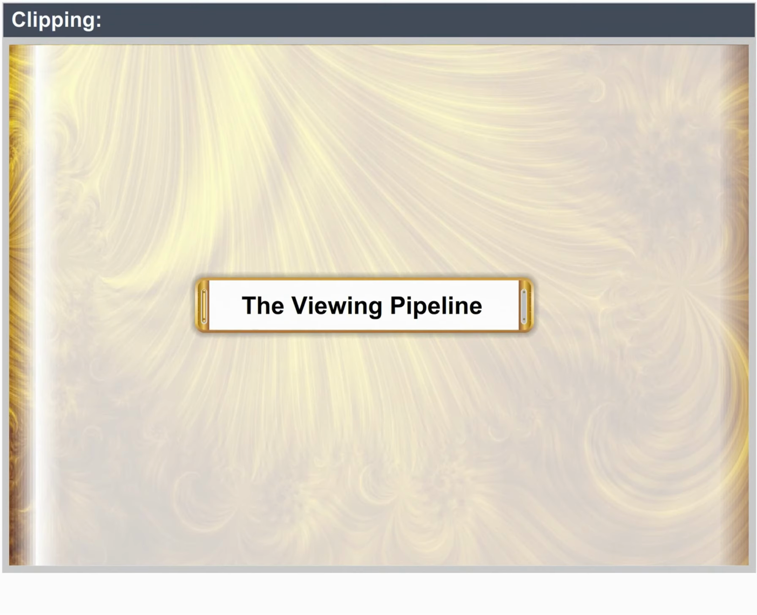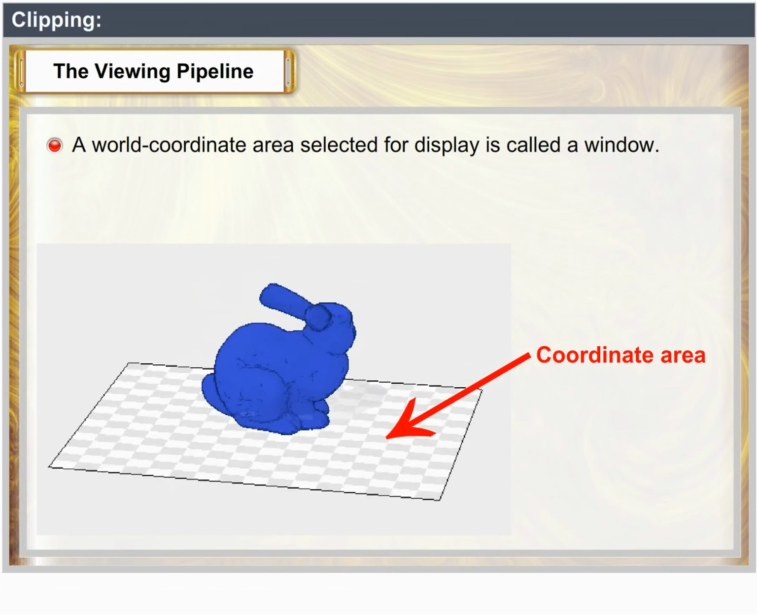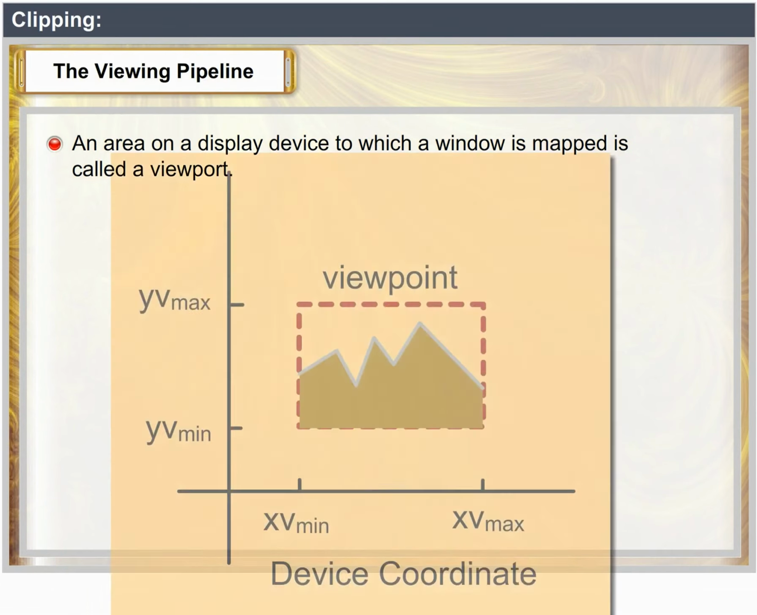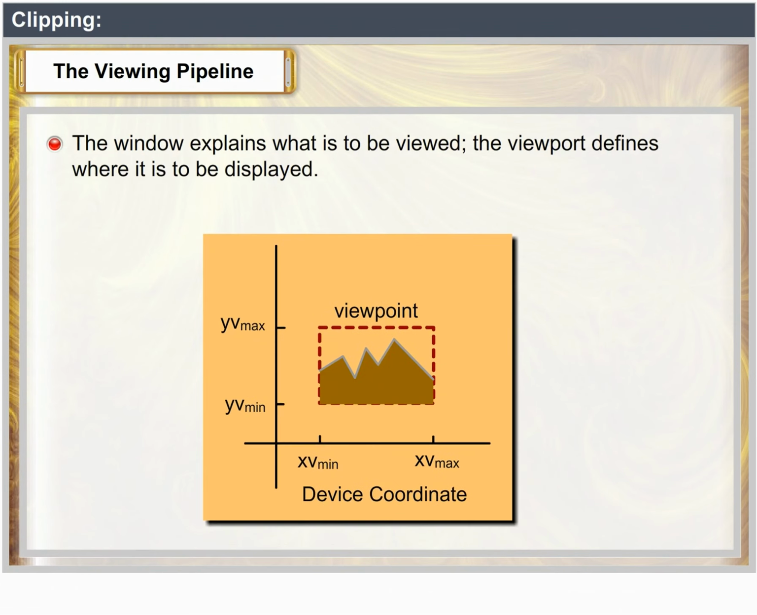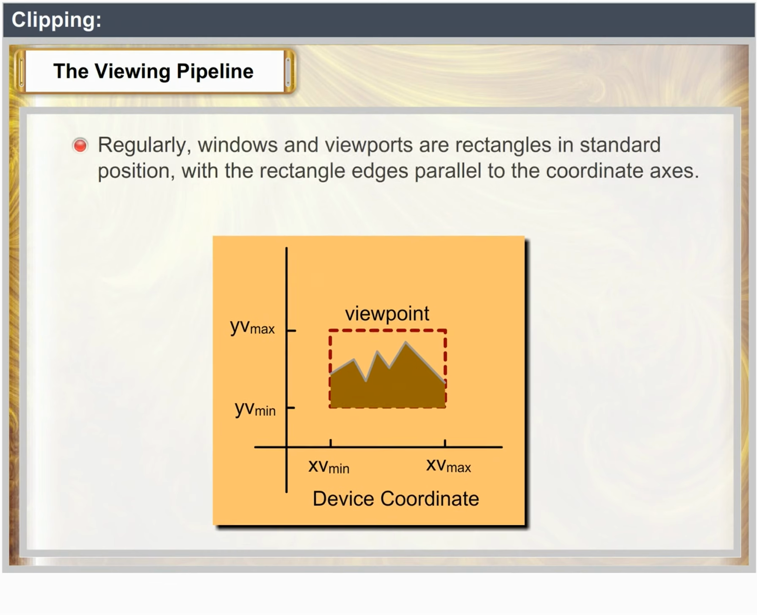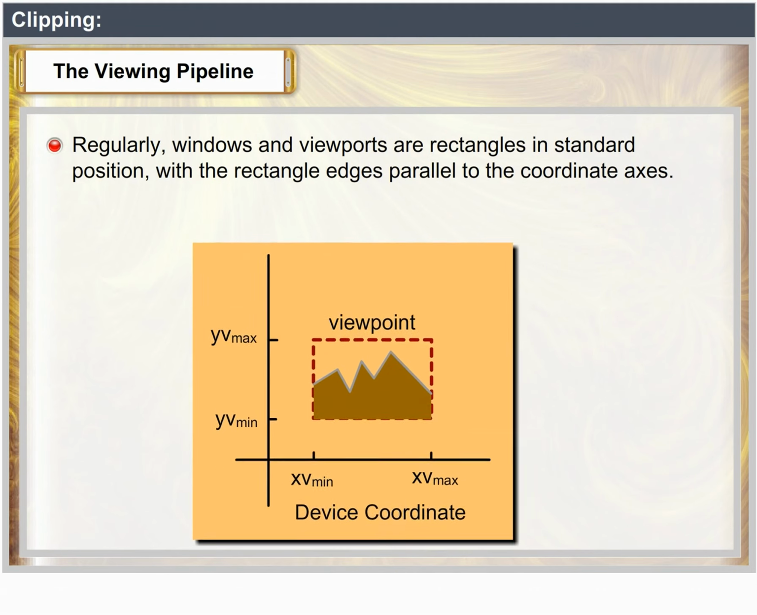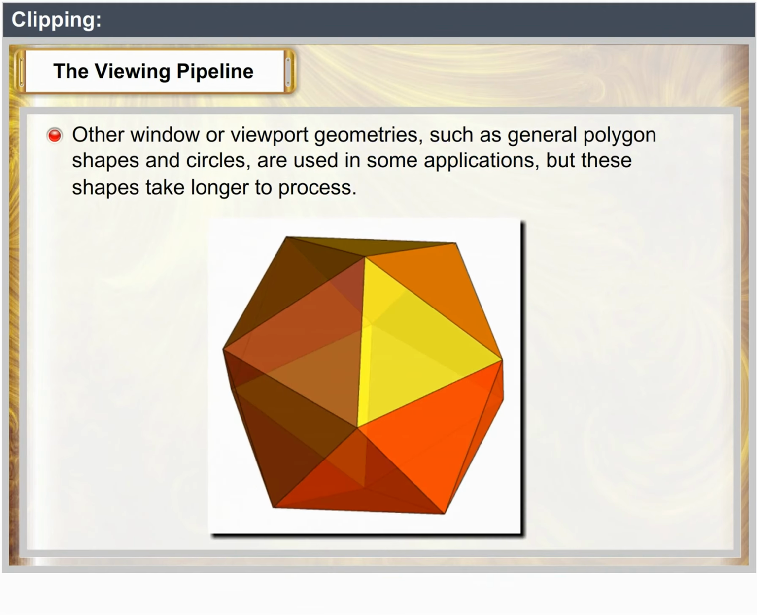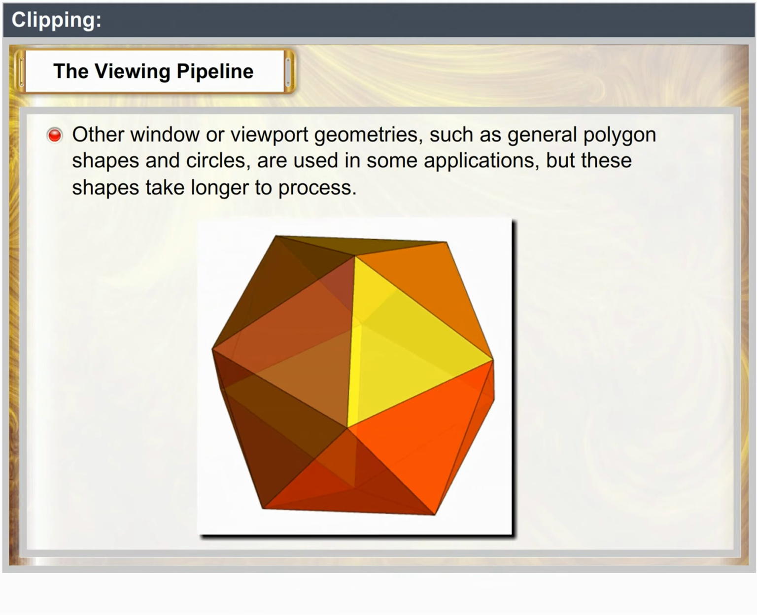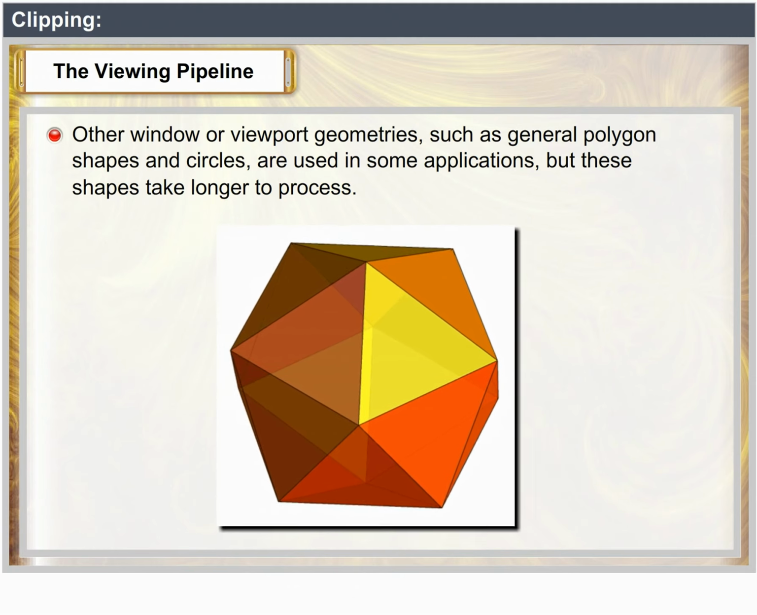The viewing pipeline. A world coordinate area selected for display is called a window. An area on a display device to which a window is mapped is called a viewport. The window defines what is to be viewed. The viewport defines where it is to be displayed. Often, windows and viewports are rectangles in a standard position with the rectangle edges parallel to the coordinate axes. Other window or viewport geometries, such as general polygon shapes and circles, are used in some applications, but these shapes take longer to process.